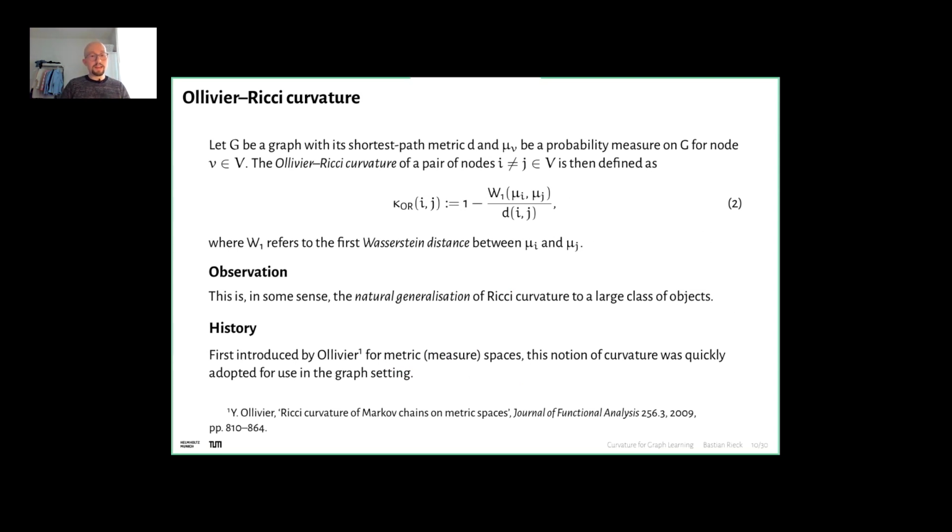So I want to say that this was originally introduced for metric measure spaces, but this notion of curvature by Olivier was then quickly also adopted in the graph setting, since in some sense one can say that it is a natural generalization of Ricci curvature to a larger class of objects, because you can always define probability measures under very mild conditions on your space, even in finite spaces, right? And a distance is also almost always available, even in finite metric spaces. So this is really very nice to evaluate in practice.